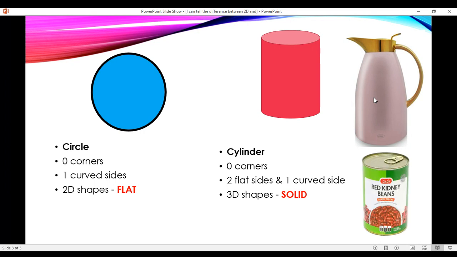Another example would be just some canned food. You can see it has 2 flat sides, one at the top, one at the bottom, and then 1 curved side right around. So I want you to have a go at the activity today at knowing the difference between 2D and 3D shapes.